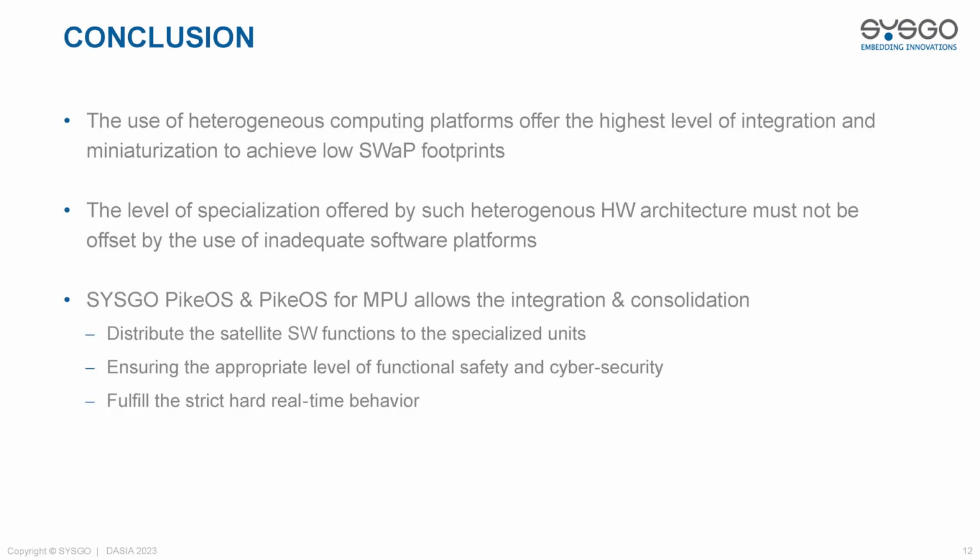To recap, the use of a heterogeneous computing system, in particular those that leverage system-on-chip or system-on-module that offer the highest level of integration and miniaturization to achieve low SWaP, size, weight, and power footprints, is one of the most promising trends for nano and pico-satellite onboard computing systems and mission payload computer architecture designs. The level of specialization offered by such heterogeneous hardware architectures must not be offset by the use of inadequate software platforms. Care must be taken in choosing the most appropriate combination of real-time operating systems, hypervisors, general-purpose operating systems, and middleware. PikeOS and PikeOS for MPU allow the integrator to distribute software satellite functions to these specialized units, ensuring the appropriate level of functional safety and cybersecurity, and fulfilling the strict real-time requirements typically required by satellite onboard software.